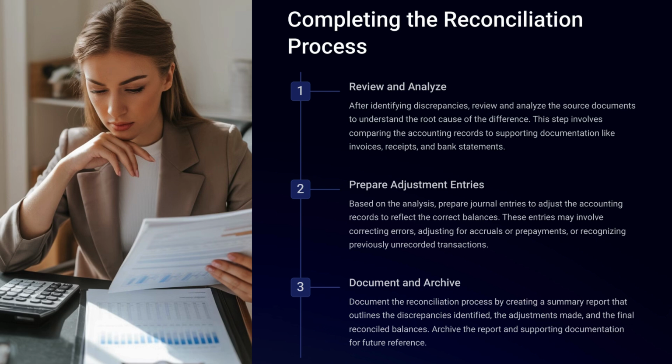After identifying discrepancies, review and analyze the source documents to understand the root cause of the difference. This step involves comparing the accounting records to supporting documentation like invoices, receipts, and bank statements. Prepare adjustment entries. Based on the analysis, prepare journal entries to adjust the accounting records to reflect the correct balances. These entries may involve correcting errors, adjusting for accruals or prepayments, or recognizing previously unrecorded transactions.